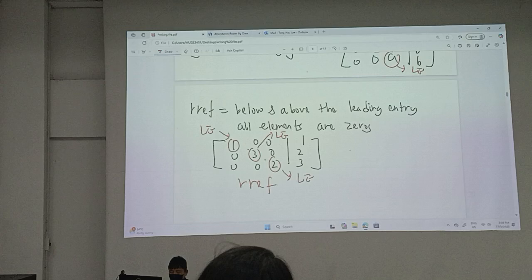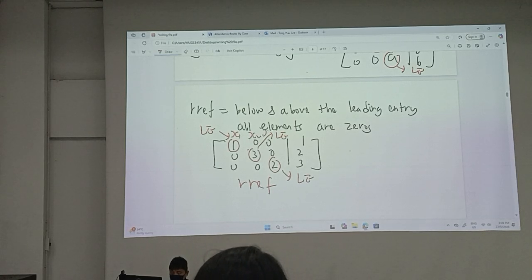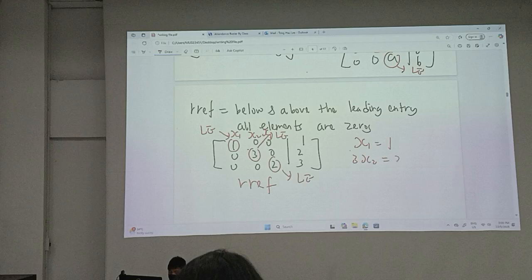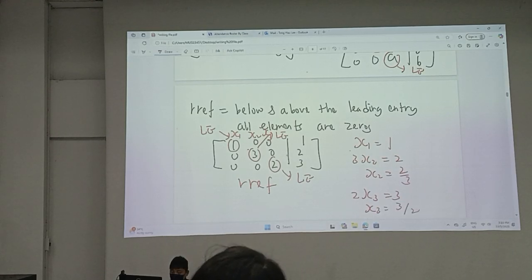So from reduced row echelon form, how to solve it? We can solve it directly. First one is S1, second one is S2, third one is S3. So 1 times S1 equal to 1, 3 times S2 equal to 2, so S2 equal to 2 over 3. And last one, 2 times S3 equal to 3, so S3 equal to 3 over 2. So when we turn it into reduced row echelon form, we can solve it directly and get all the solutions.